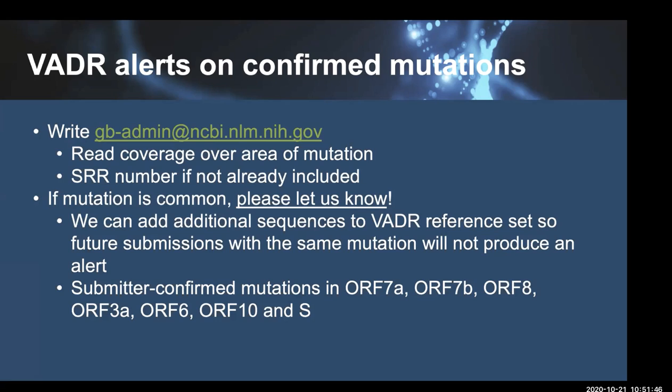If you do have one of these sequences where you have confirmed that what is flagged as an alert is correct, please let us know. You can write to GB admin, and you can just let us know the read coverage over the area of the mutation. And if you've not already provided the SRR number, it would be great to have that, because one of the themes that we've had in several of these talks is trying to link the assembled data back to the read data and assess whether there's any anomalies. So we really are trying to promote getting that SRR information. And that will actually lead into Yuriy talking.